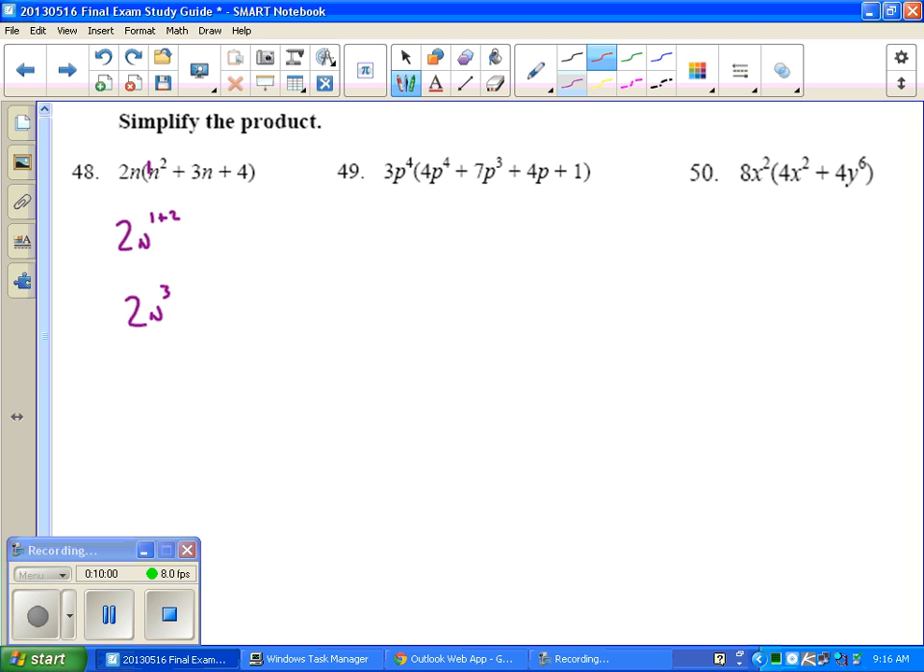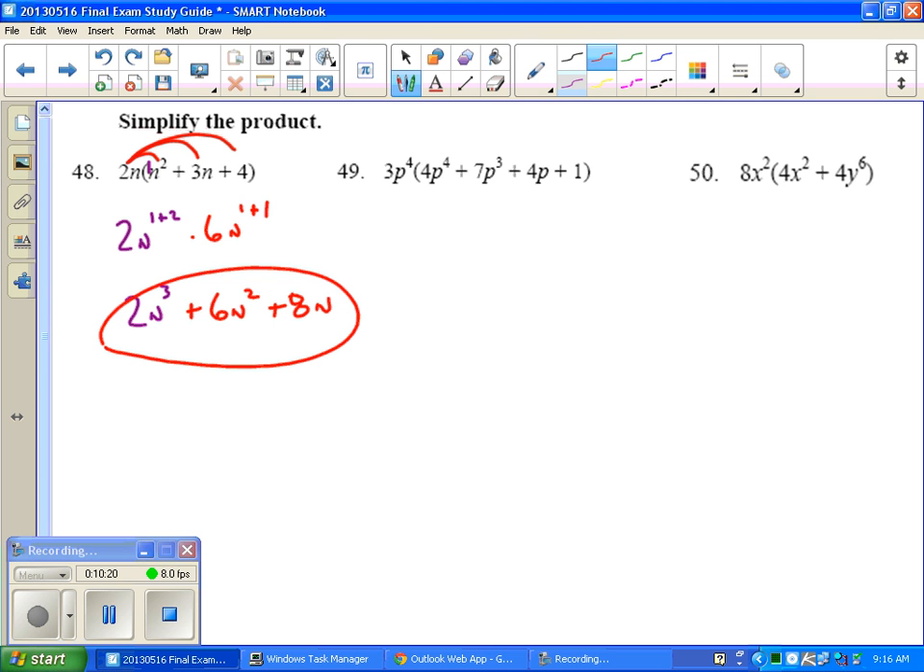Do the same thing. Distribute 2n. We did it to that one, do it to 3n. So 2 times 3 is positive 6. n to the 1 plus 1 is n squared. And then 2n times 4 is plus 8n. So 2n to the third plus 6n squared plus 8n.